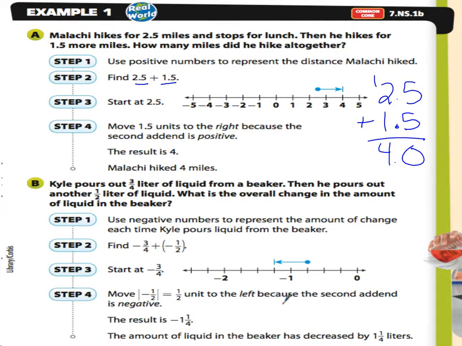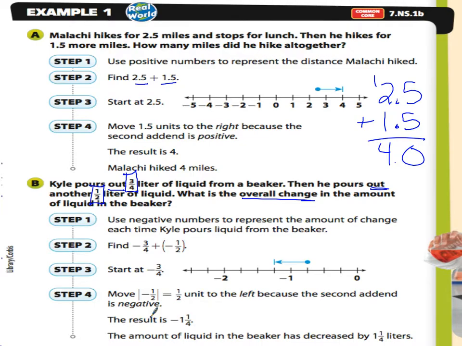So just because fractions and decimals are included now, that doesn't change the process. That just means that we have to be extra careful in terms of how we add. So when we add decimals, we have to line up the decimals, and when we add with fractions, we have to have common denominators. So for example, here we have Kyle who pours out, so out means it's negative, 3/4 of a liter of liquid from a beaker. Then he pours out, so that's another negative 1/2 liter. Okay, so the problem is -3/4 plus -1/2, because we're trying to figure out the overall change.